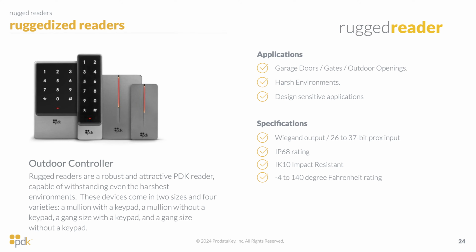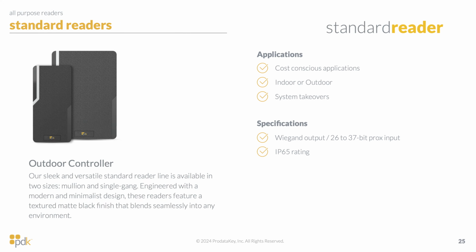These support anywhere from -4 to 140 Fahrenheit. So I apologize to our friends who live in the Great White North. This may not go as low as you may want. But if we go to the next readers, these ones do. These ones can go quite low in their temperature ratings. These are very cost-conscious, very budget-friendly. They're also indoor or outdoor capable. They're an IP65 rating, so not quite as high as the ruggedized readers, but they do go to a lower temperature. These are also a Wiegand output with 26 to 37-bit prox input.